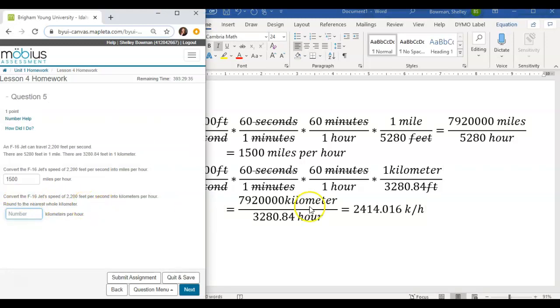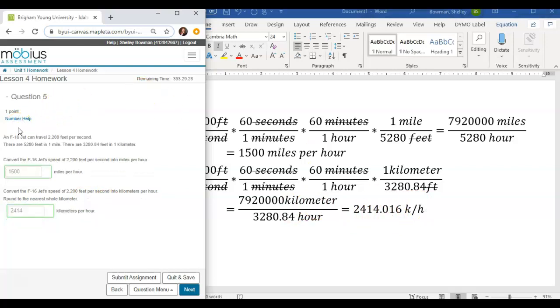And we'll come over here and see how they want us to type that in. Round to the nearest whole kilometer, so 2,414. We can check how did I do, look for our green check marks, and move to the next one.